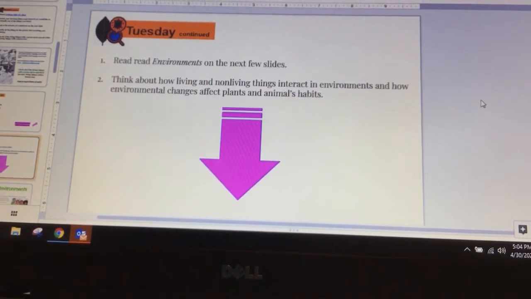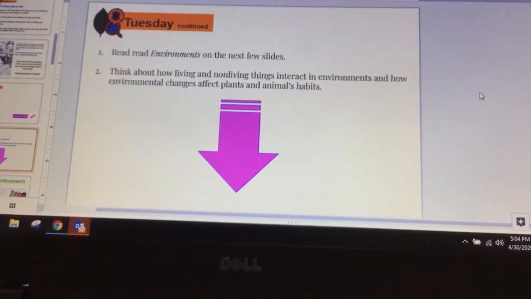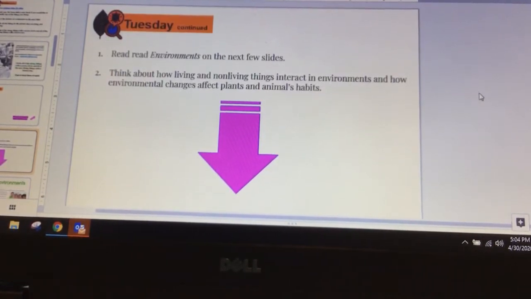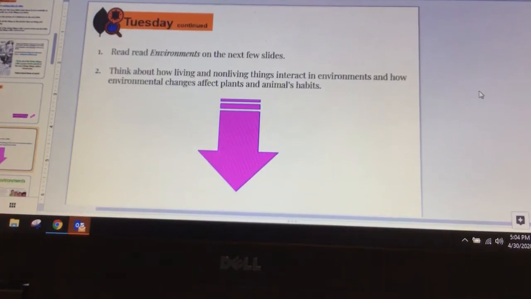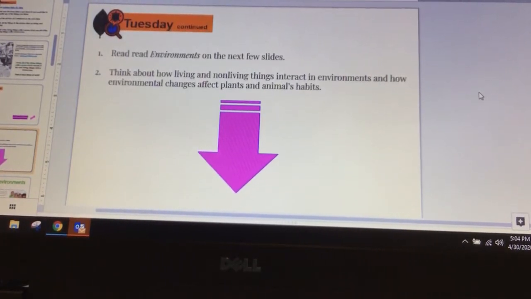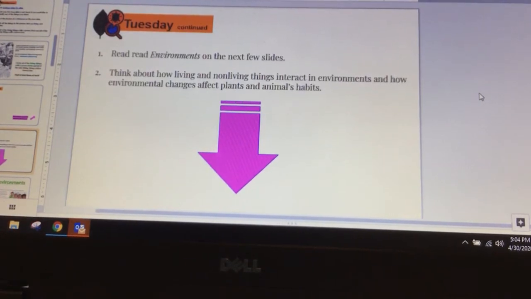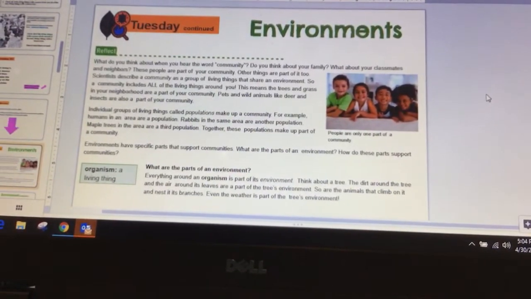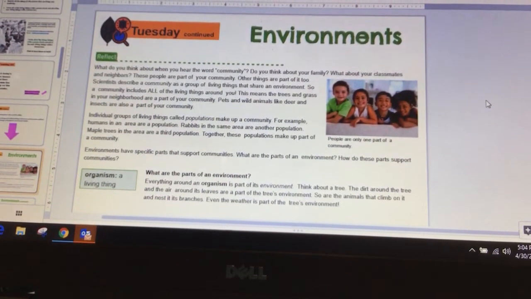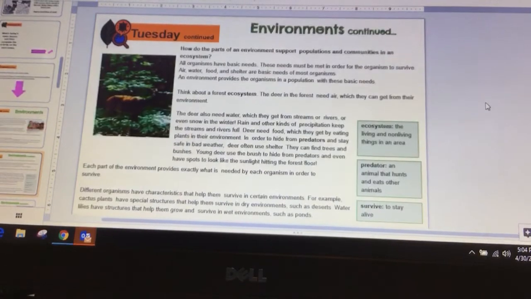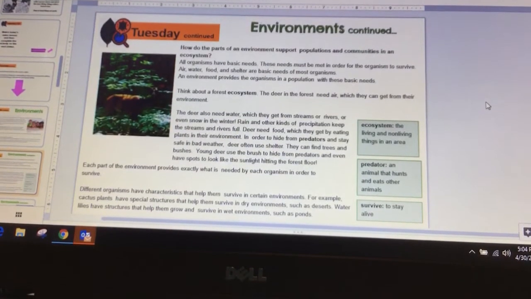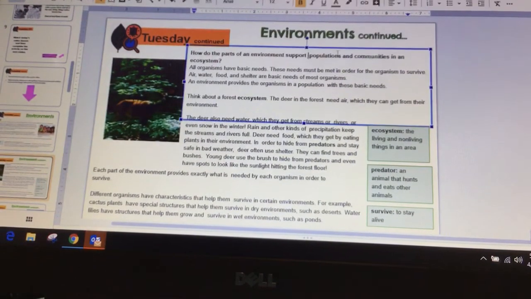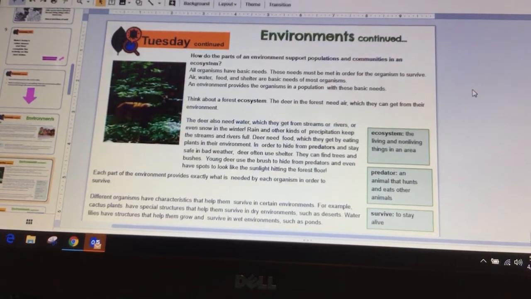When you're reading Environments, I want you to be thinking about how the living and the non-living things interact with each other and how the environmental changes affect the plants and the animal habitats, okay? So you're going to be reading here about environments, talking about what the parts of an environment are and what an organism is. You're going to continue reading on how the parts of an environment support the different populations and the communities that are in an ecosystem, and the difference between a community and a population.